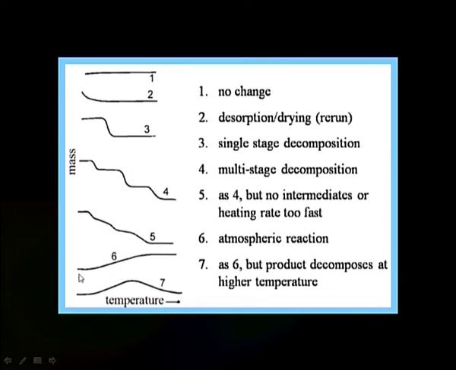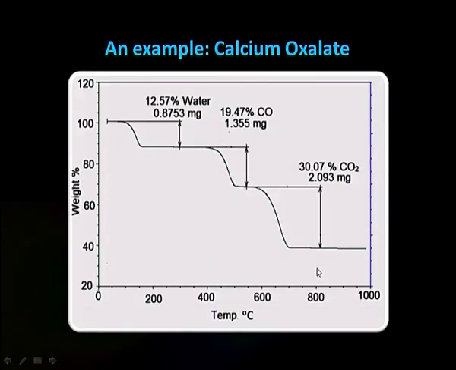Then here we can see in the next case, initially it was constant, then it increases and then again becomes constant, which means there is some atmospheric reaction taking place. Finally, the seventh type: here you can see a curve which shows an increase followed by a decrease, which shows that the product decomposes at higher temperature. Let us consider an example of calcium oxalate.